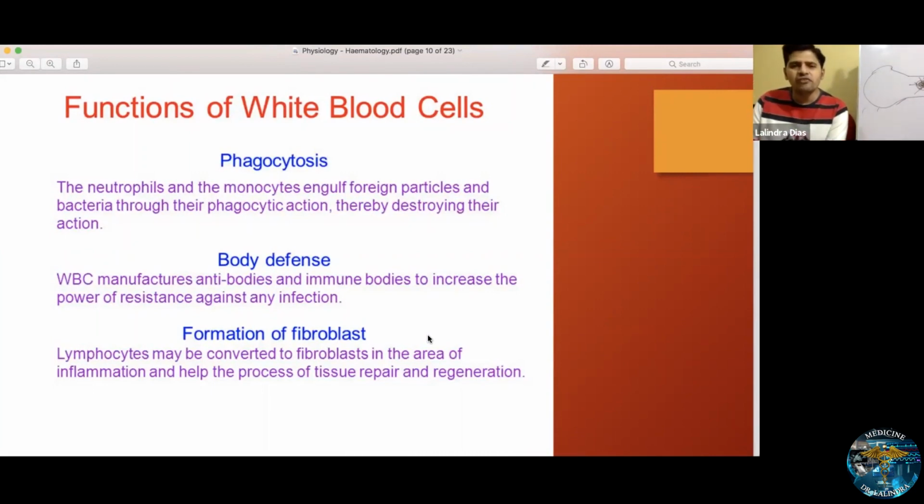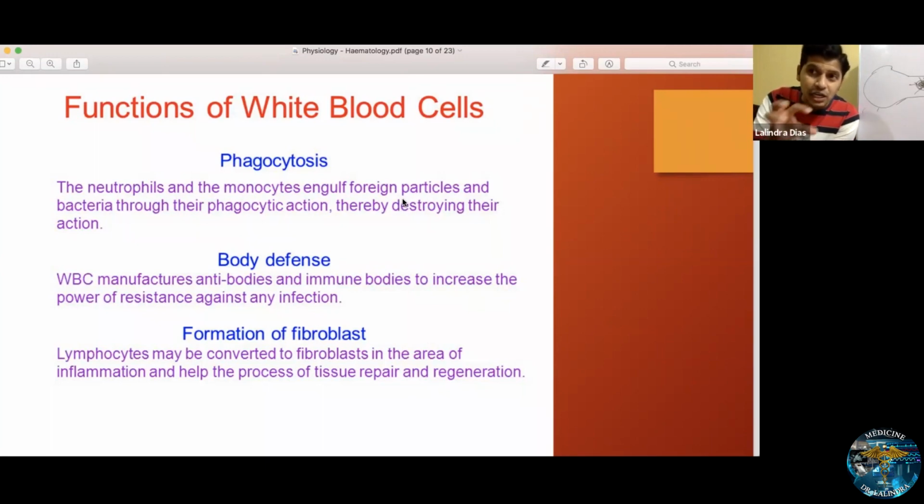Okay. The functions of white cells, guys. There are very important functions of white cells. What is the most important thing is they play a huge role in the phagocytosis. That means immune mechanism, innate immunity. So neutrophils and the monocytes, the other one is macrophage or the monocyte, they engulf foreign particles and bacteria through their phagocytic action. So that's a very important function of our white cells. What is that? Phagocytic function, phagocytosis.